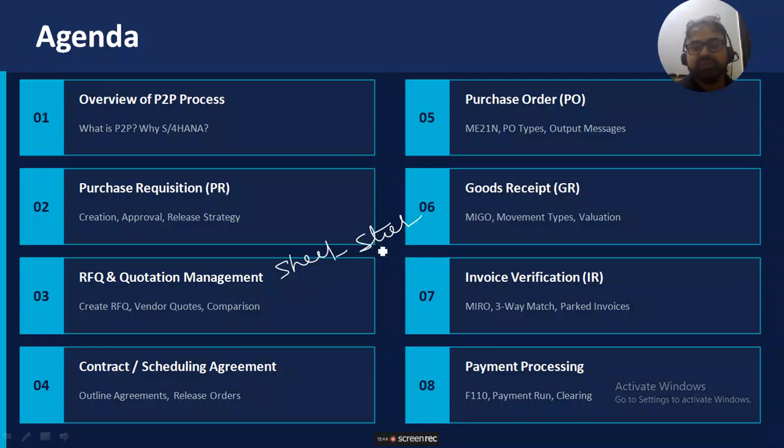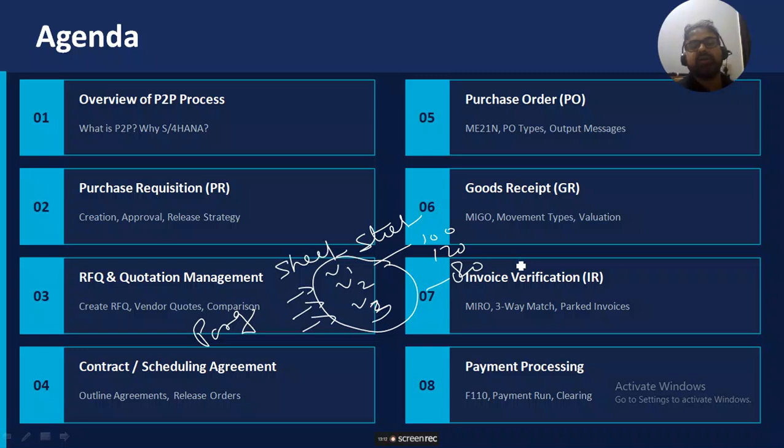Now, once your steel sheet is approved by your HOD, then the purchase org team will discuss with different vendors, vendor 1, vendor 2, and vendor 3. They get the quotation. Suppose vendor 1 is giving 100 rupees, vendor 2 is giving 120 rupees, and vendor 3 is giving 80 rupees. So here you can raise the request as an RFQ, and the RFQ flows to different vendors.